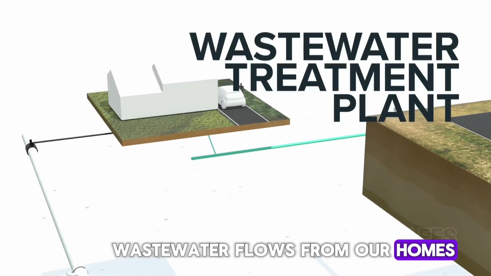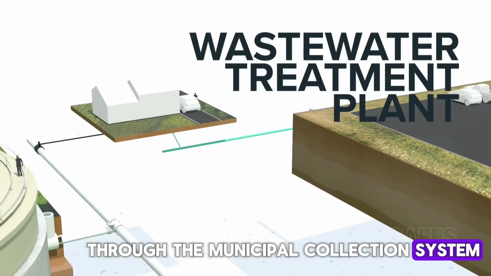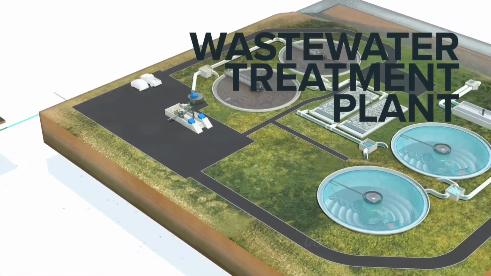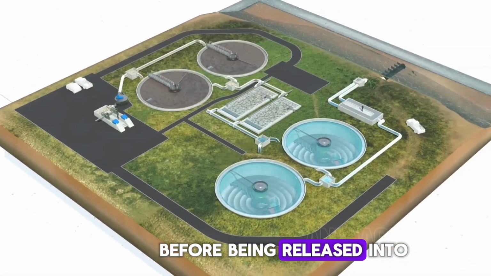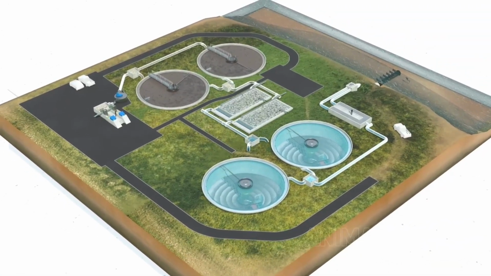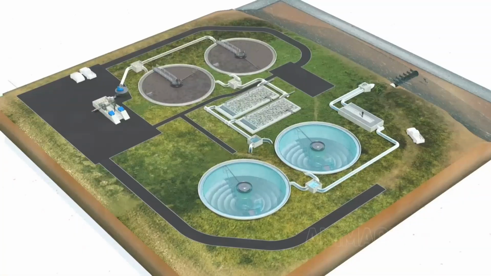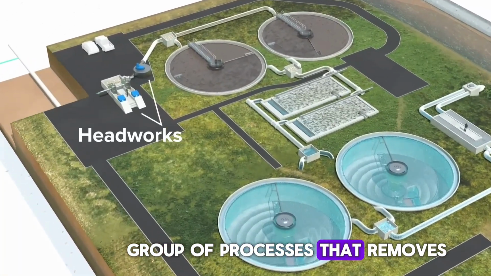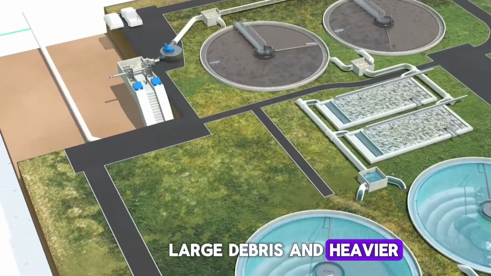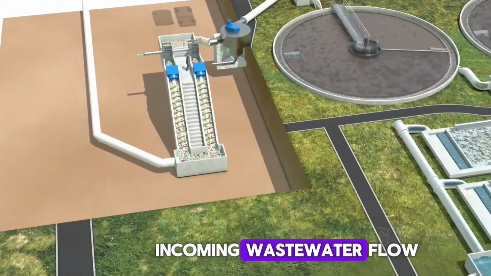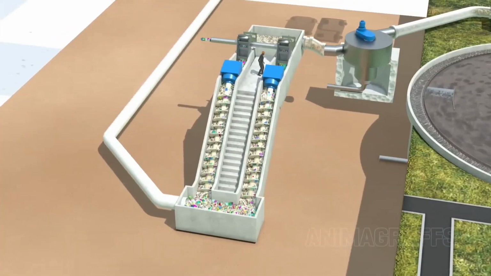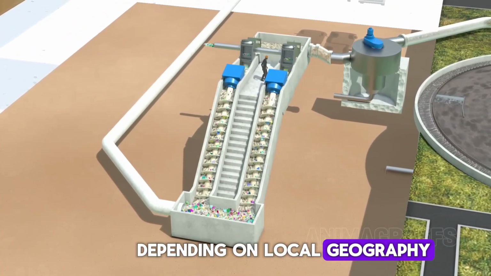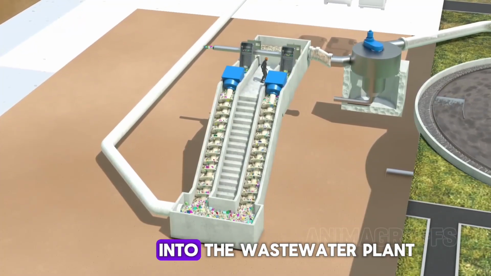Wastewater flows from our homes through the municipal collection system or city sewer pipes to a wastewater treatment plant, where it's processed before being released into a natural water source. The headworks is a group of processes that removes large debris and heavier inorganic particles from the incoming wastewater flow. Water arrives at the plant mostly by gravity. Depending on local geography, it may need to be pumped or lifted into the wastewater plant.